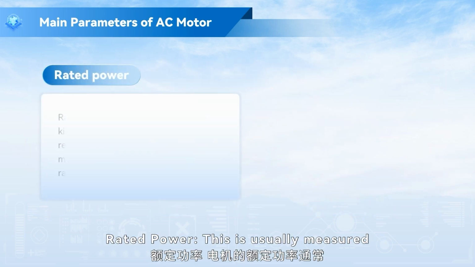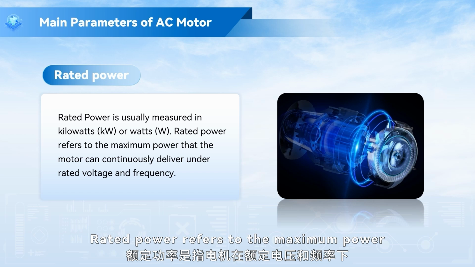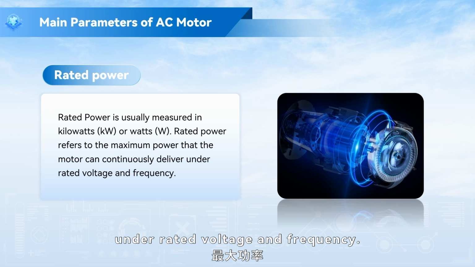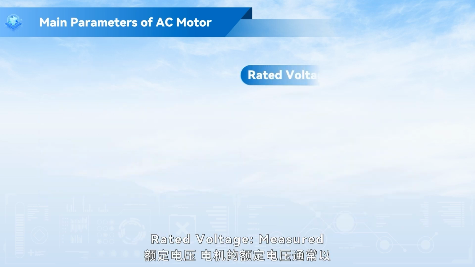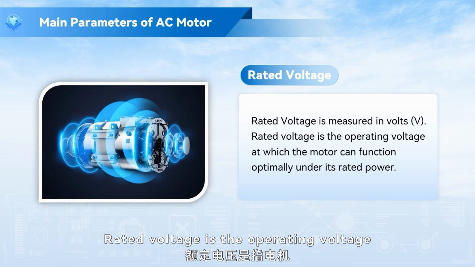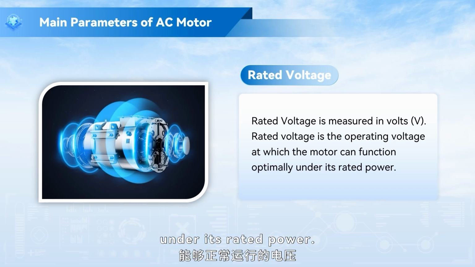Rated power. This is usually measured in kilowatts or watts. Rated power refers to the maximum power that the motor can continuously deliver under rated voltage and frequency. Rated voltage, measured in volts. Rated voltage is the operating voltage at which the motor can function optimally under its rated power.